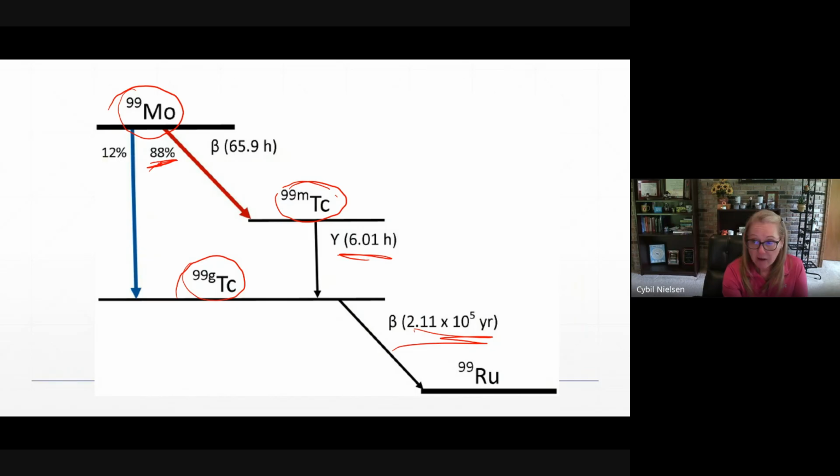Now I said 85 to 88% of the time that happens. 12 to 15% of the time, the moly goes straight down to this ground state. Either way, we end up here, and then we're going to decay by beta negative until we get down to ruthenium-99.